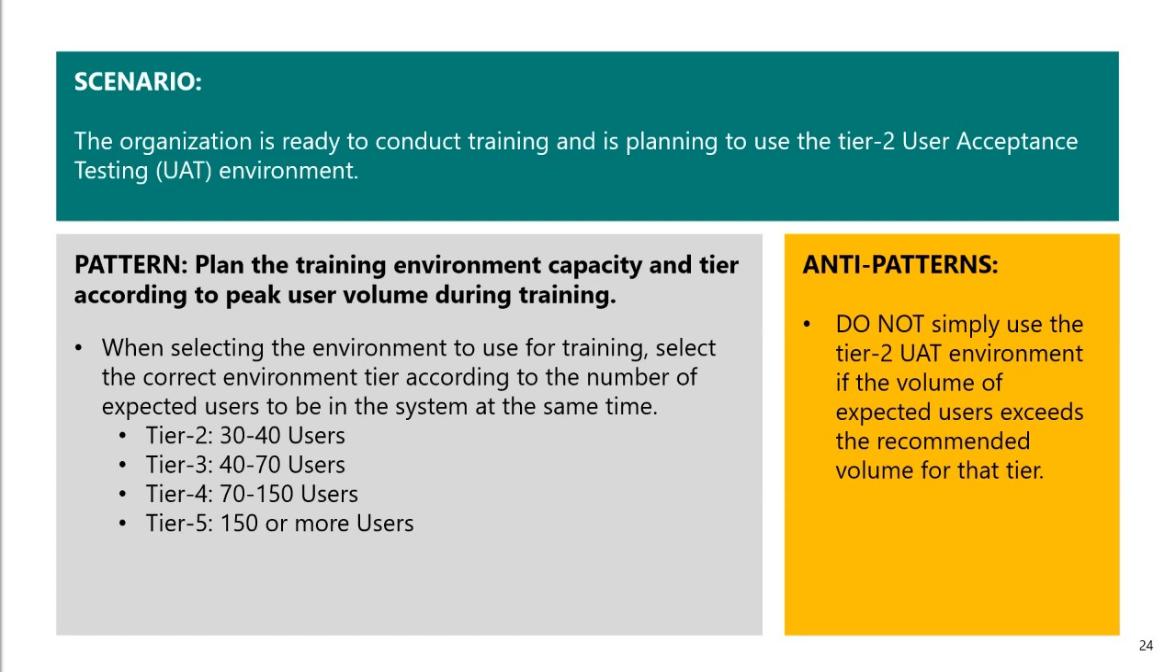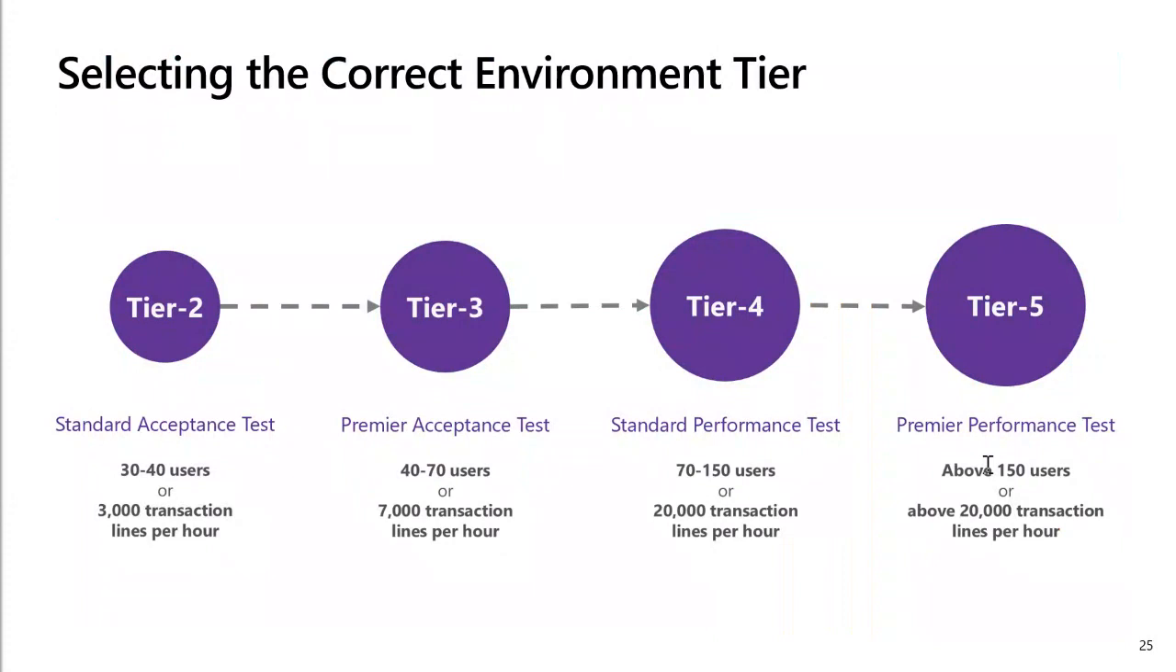From an anti-pattern standpoint, don't simply use the Tier 2 UAT environment if the volume of expected users exceeds the recommended volume for that tier. So here's the slide that has the full details about selecting that correct tier. That Tier 2 is provided, but this is something that if you're planning early, you'll be able to figure out if you're going to need a higher tier environment and budget for that ahead of time. It also takes time to deploy these environments, so you'll need to include that in your project plan as well.